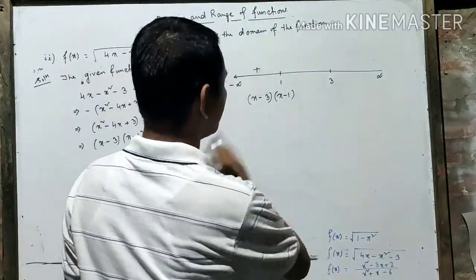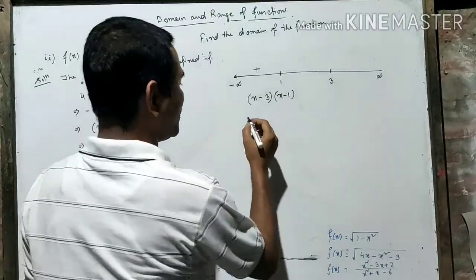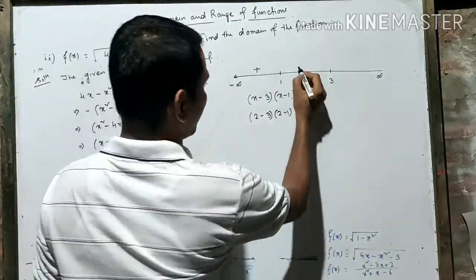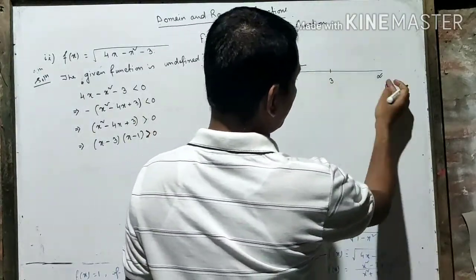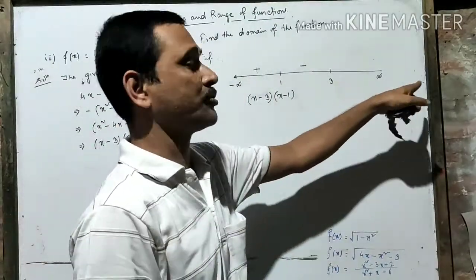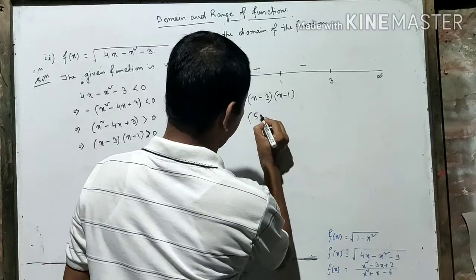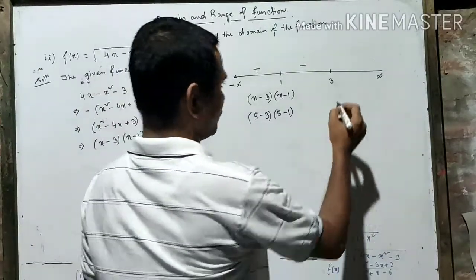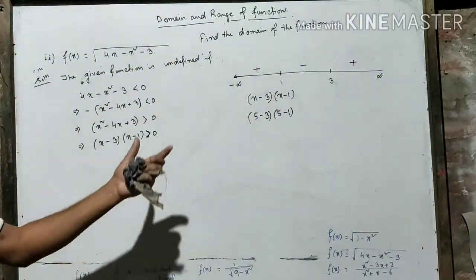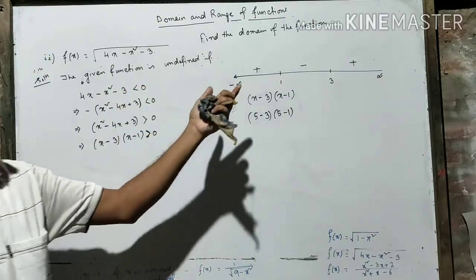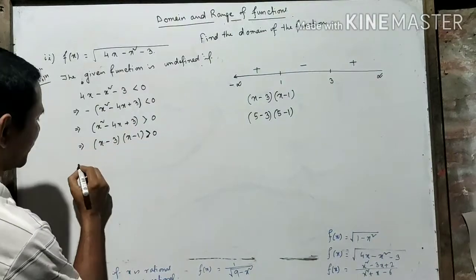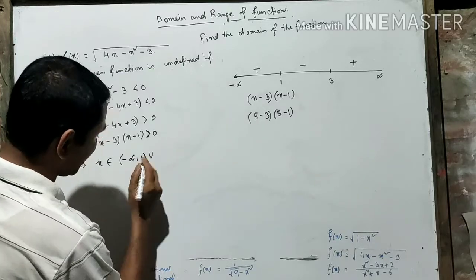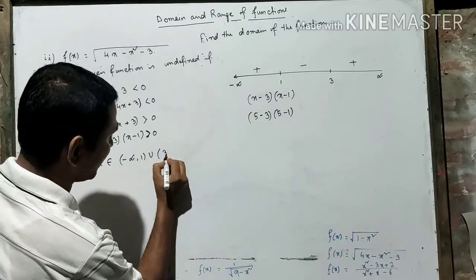Okay, let us take 1, 2, 3. You take any value between 1 and 3, say 2. 2 minus 3, 2 minus 1. So minus 1 into 1 is negative. Again in this part it will be positive. Let us check 3 to infinity. Any number in the interval 3 to infinity, say 5. So 5 minus 3 into 5 minus 1, 2 into 4, 8, which is positive. So the expression becomes positive in this interval and in this interval. So the solution will be x belongs to either minus infinity to 1 or 3 to infinity.